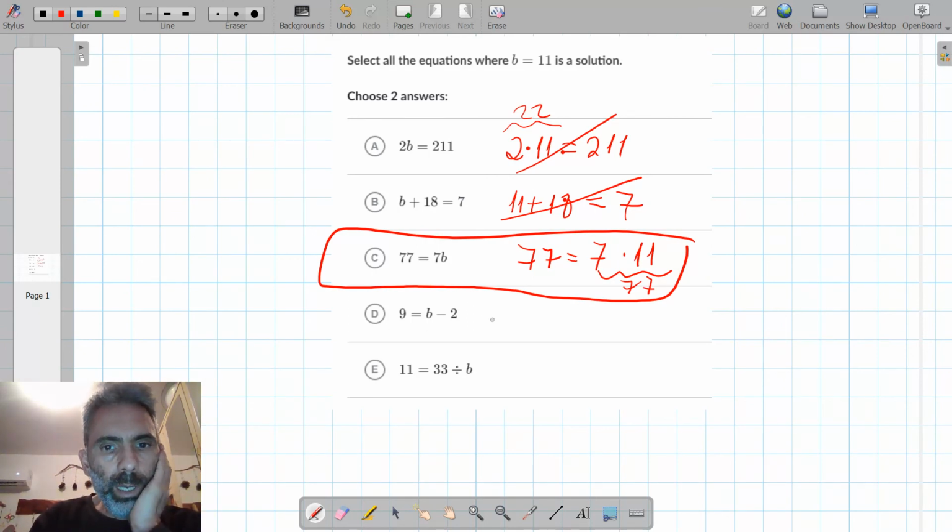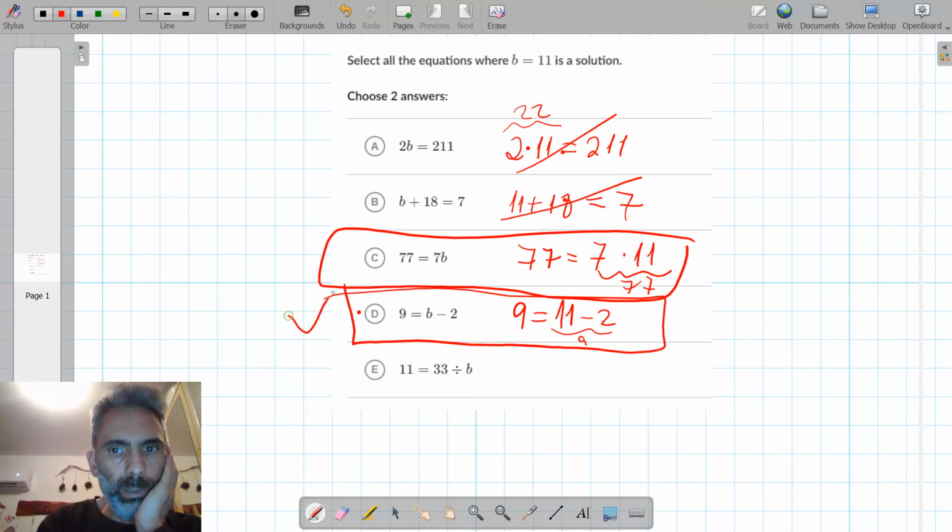Okay. 9 equals b minus 2. 9 equals 11 minus 2. This is also correct because 11 minus 2 is 9. 9 equals 9. So D is also correct.